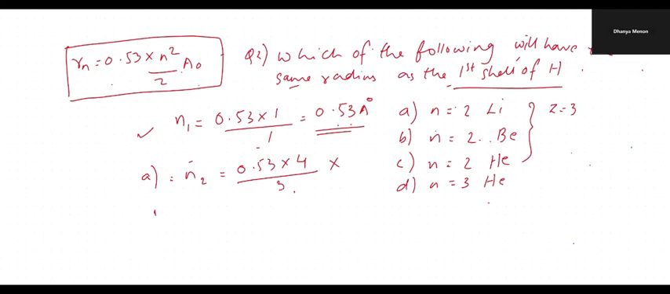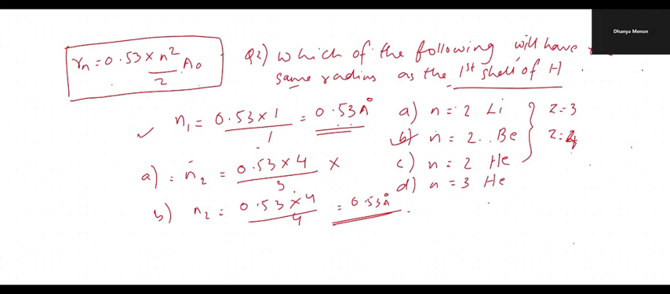The second one is beryllium. 0.53 times 2 times 2 is 4. Sorry, the Z value is 4. So this gives 0.53 Angstrom. So this is one of our right answers.